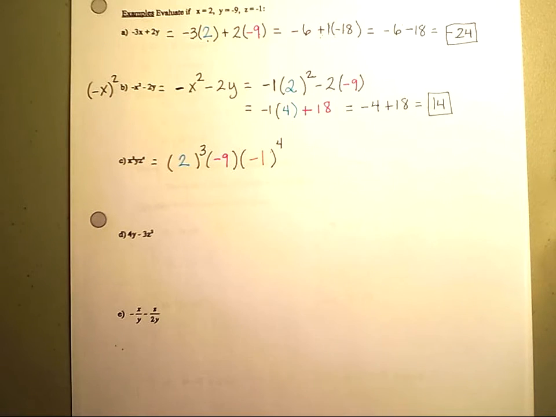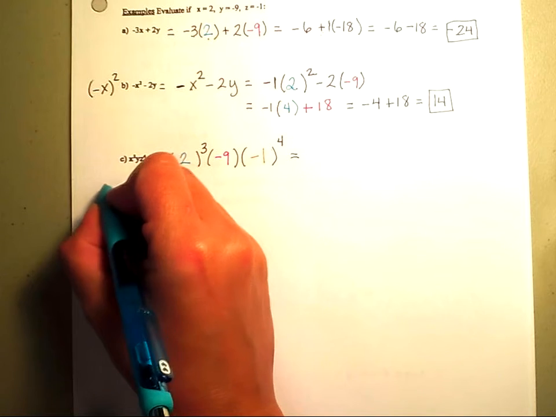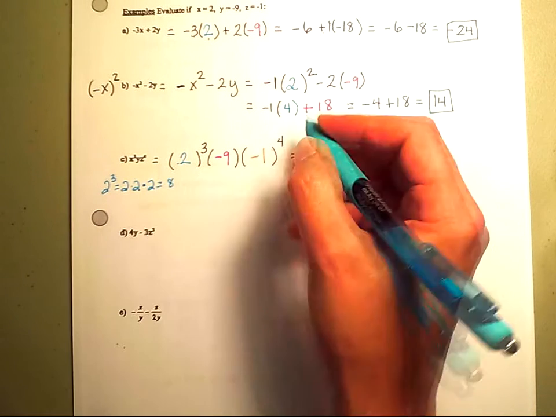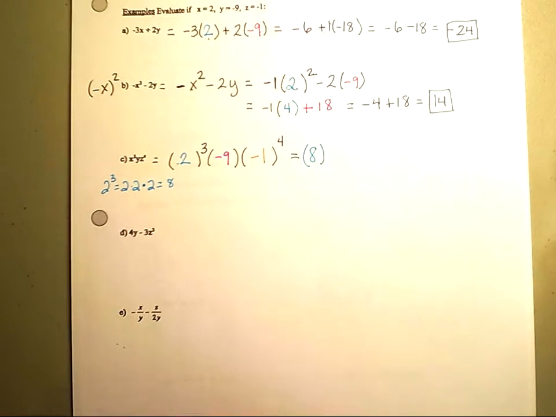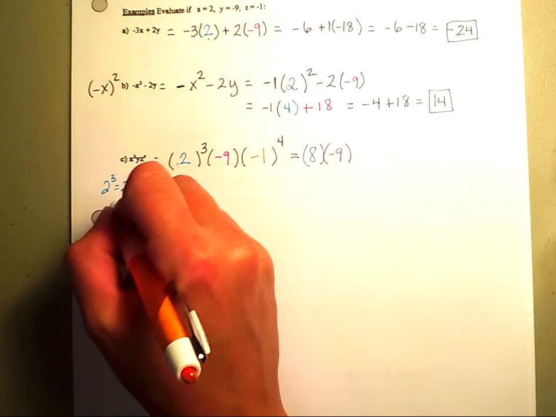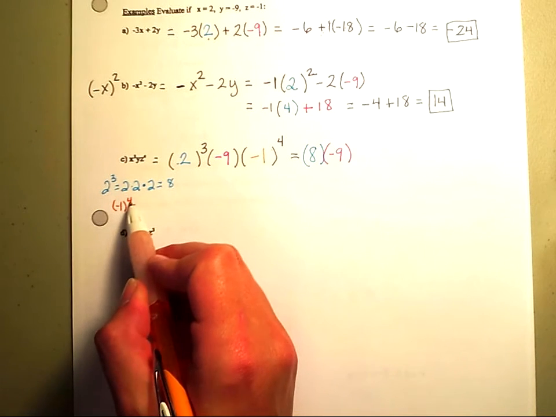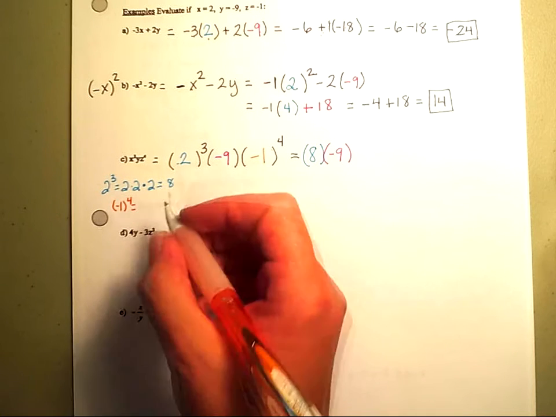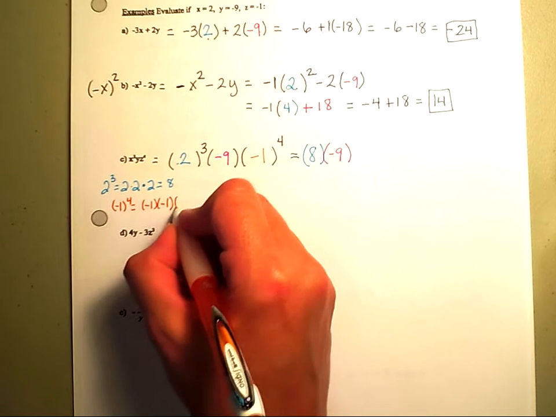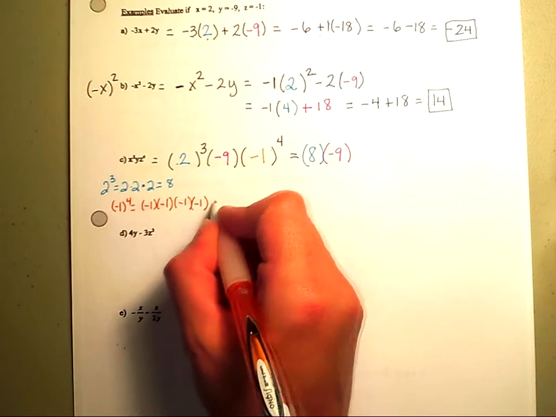Okay, now let's start simplifying. Well, 2 cubed means 2 times 2, which is 4, times 2, which is 8. So this becomes 8 times negative 9. And then negative 1 to the 4th power. Now in this case, notice that the negative is being included in the power. So this is negative 1 times negative 1, which is positive 1, times negative 1, which is negative 1, times another negative 1, makes it a positive 1.